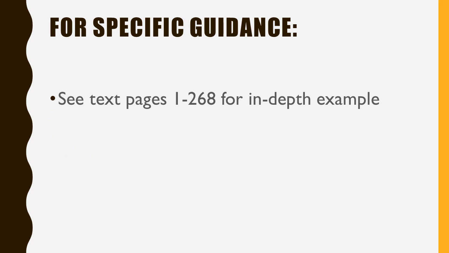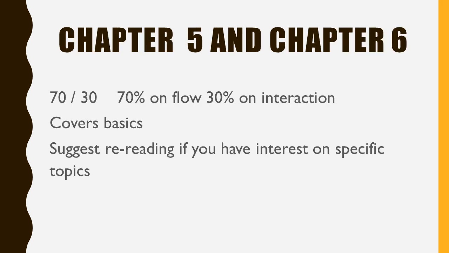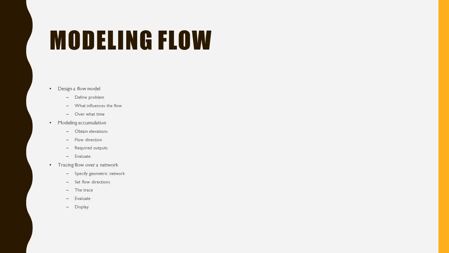If you want some specific examples on these sorts of things, review back to the chapters you read in the ESRI Guide to GIS Analysis Volume 3, particularly focusing on pages 1 through 268 for many in-depth and quality examples. We're going to talk a little bit now about chapters 5 and 6. We're going to kind of have a 70-30 breakdown on flow and on interaction. We're going to cover the basics. And if you have specific interest on these things, I strongly encourage you to go back and read these chapters again in the GIS Analysis Volume 3.